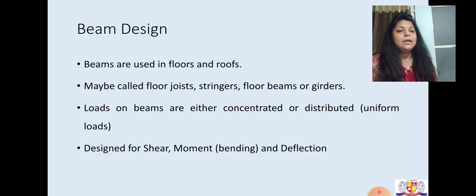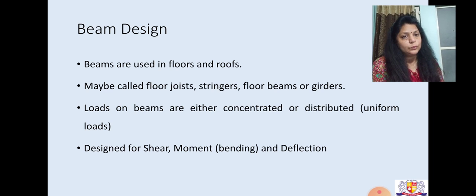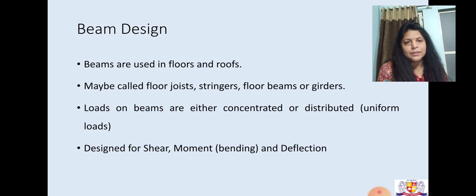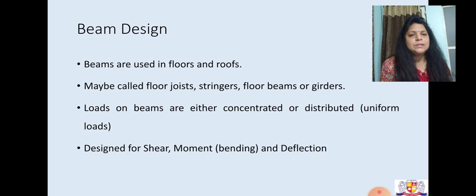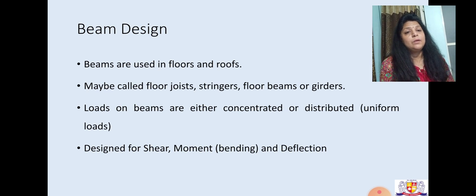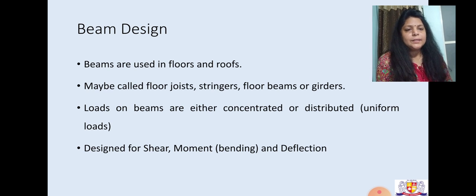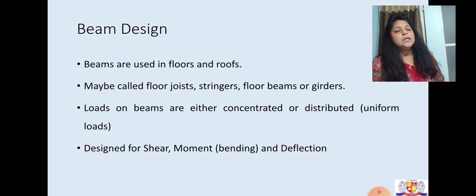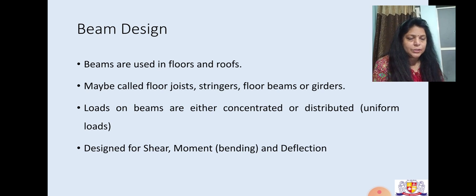So beams are basically used in floors and roofs. You must have heard in the first semester, when you studied construction, about the plinth beam, right? Before a floor is designed, a beam is provided, so plinth beam is there. In the roof also, the roof is supported with the help of beams. Second, it can also be called floor joist, stringers, floor beams or girders. If you are talking about a steel structure, then we call it a joist or a girder.